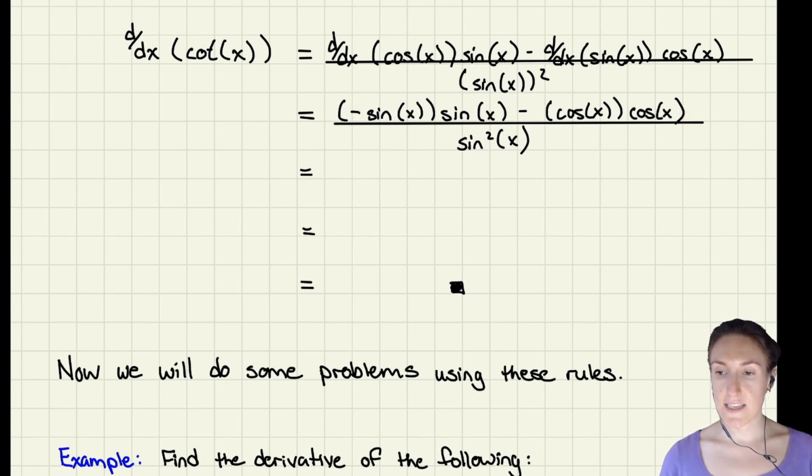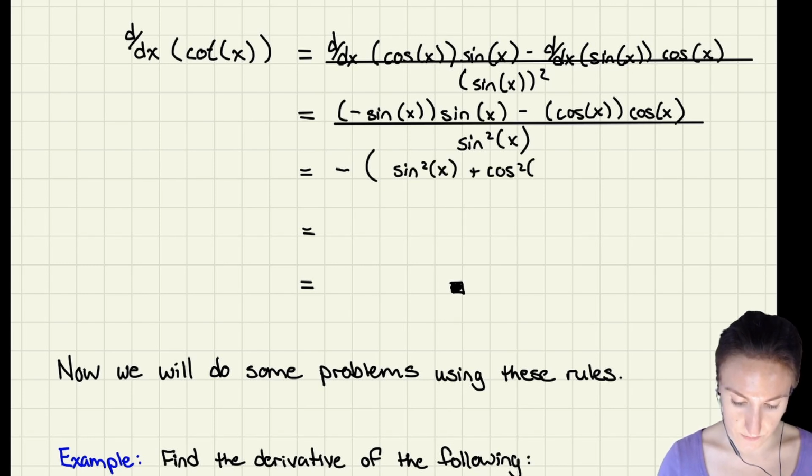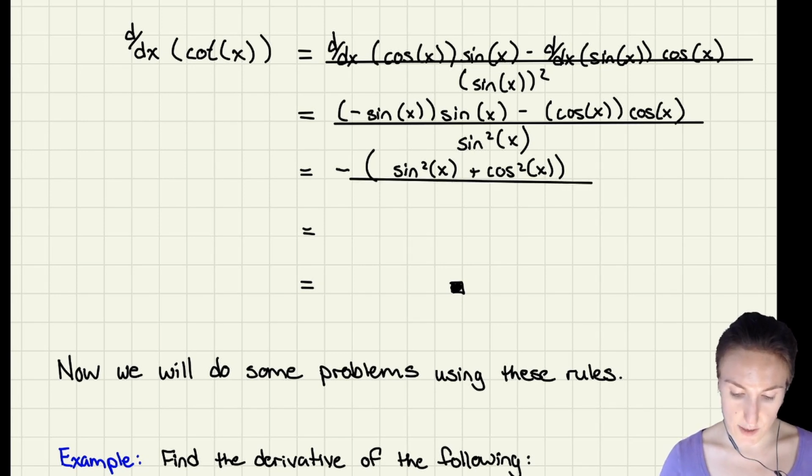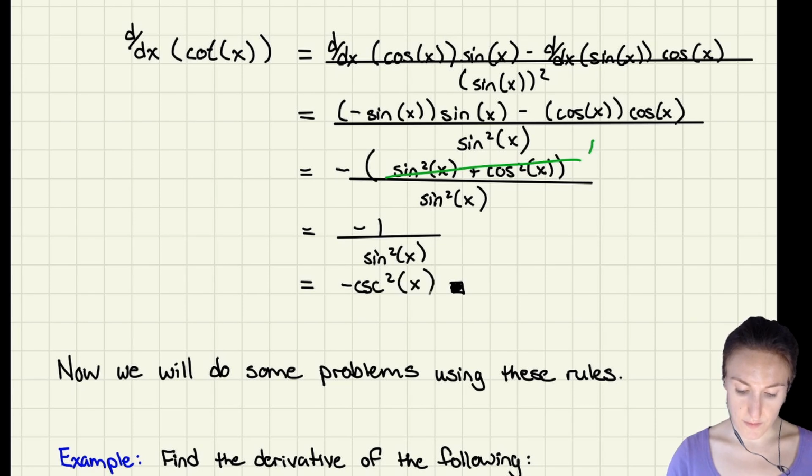So in order to use the identity sine squared plus cos squared is equal to 1, I'm just going to factor out my negative. And I'll do big brackets, sine squared x plus cos squared x. Because I had a negative in each term, I can factor it out, divided by sine squared x. And by our identity, this is 1. So what am I left with? I'm left with negative 1 divided by sine squared x. 1 over sine is our cosecant, so we have negative cosecant squared x.